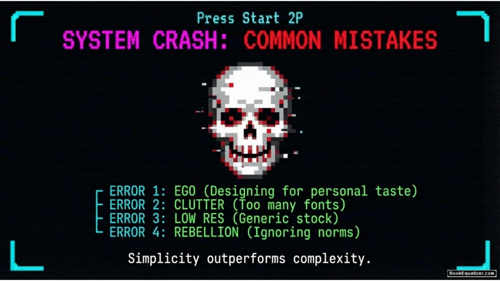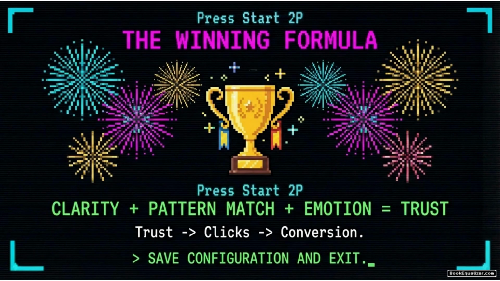Error 4, rebellion. Ignoring norms because you think you're being creative. Breaking patterns doesn't make you an artist, it makes you invisible. Simplicity outperforms complexity every single time. Clean, focused, pattern-aligned covers convert. Cluttered, ego-driven, rebellious covers don't. The data doesn't lie. The winning formula.